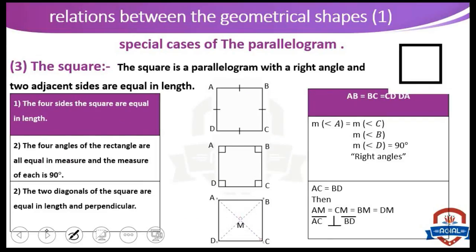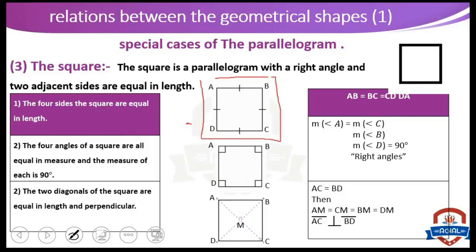The last shape is the square. The square is a parallelogram with a right angle and two adjacent sides equal in length. The 4 sides of the square are equal in length. So AB equals BC equals CD equals DA.